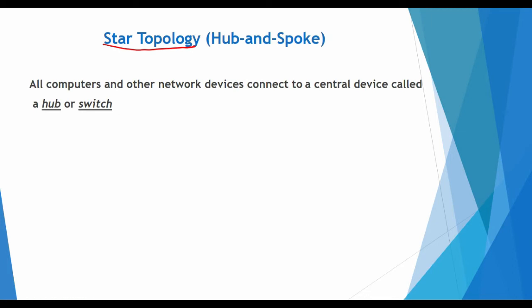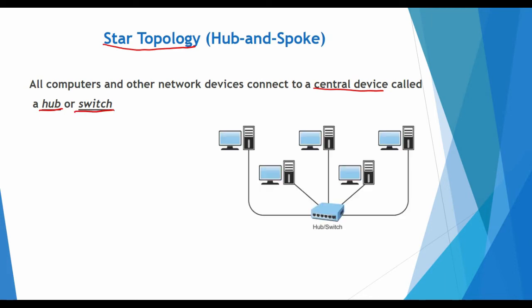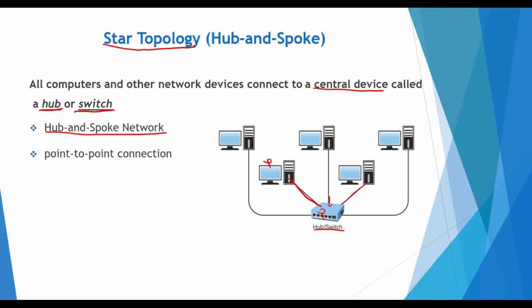Star topology. In the star topology, all computers and other network devices connect to a central device called a hub or switch, and for that reason it is sometimes called a hub and spoke network. Each connected device requires a single cable to be connected to the hub or switch, creating a point-to-point connection between the device and the hub or switch. In a star topology, the central hub acts like a server and the connected nodes act like clients.